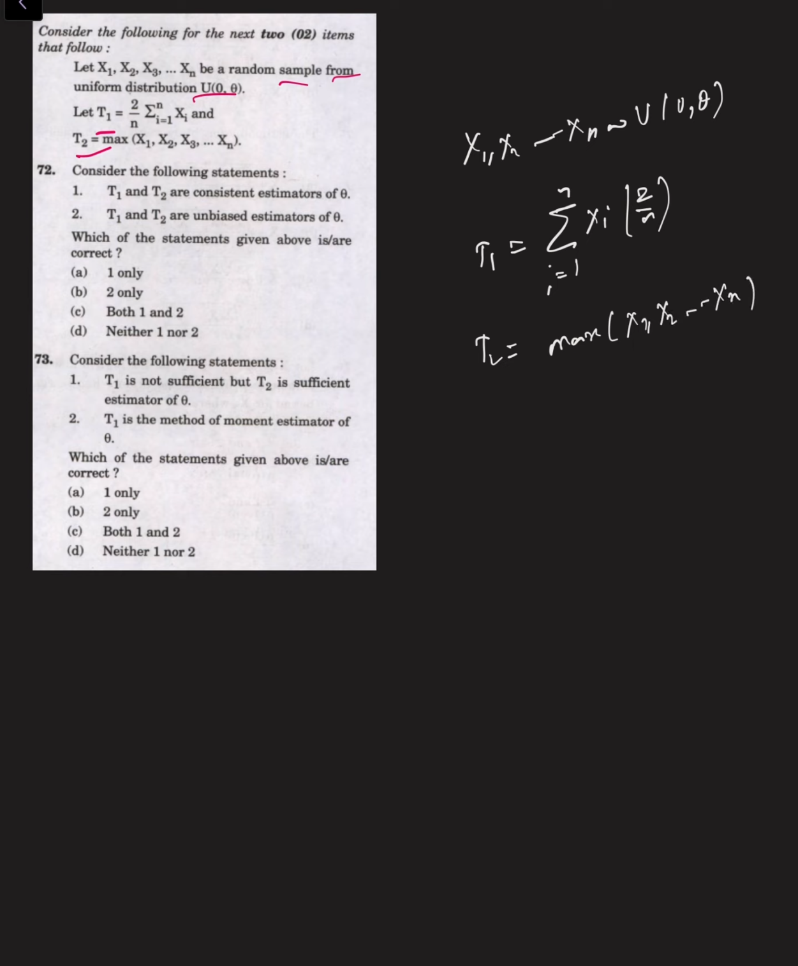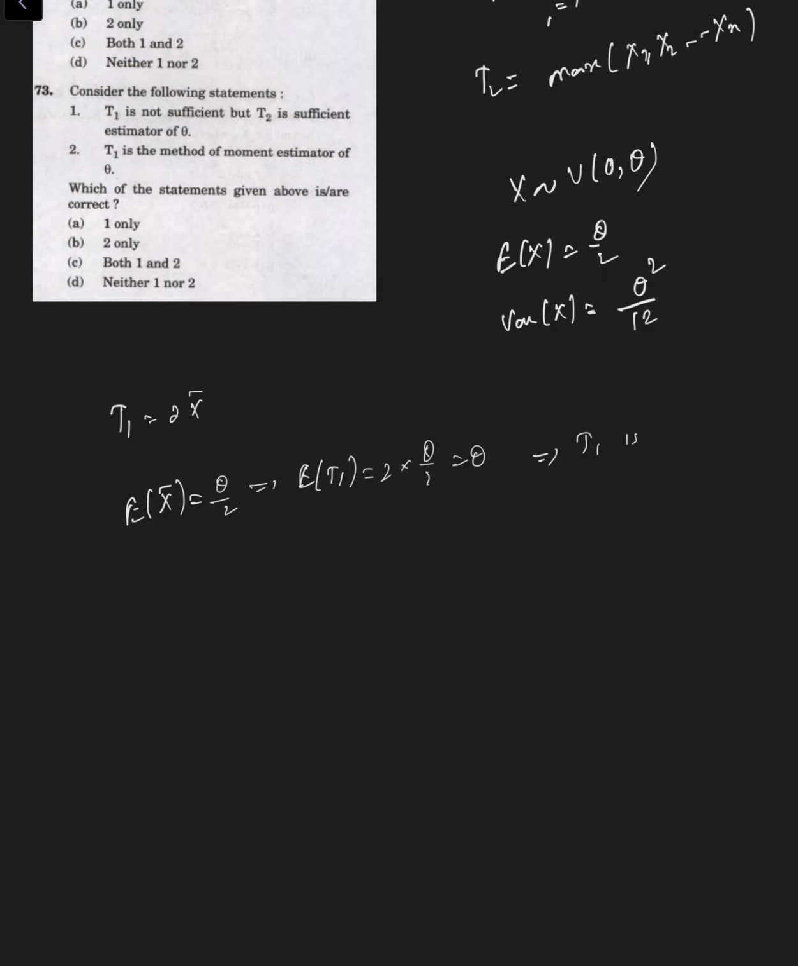So x is following uniform 0, theta, so expectation of x is nothing but theta by 2 and variance of x is theta square by 12. If we check, T1 is nothing but 2 times x bar, so expectation of x bar is theta by 2, so that means expectation of T1 is 2 times theta by 2, which is theta.